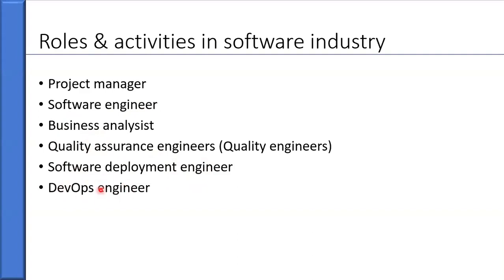and DevOps engineers. Now think, we have initialized the cost, we have defined the scope, everything is done. Software engineers develop, the business analyst clarifies the requirement, quality assurance people complete the quality control, and the deployment engineer deploys it to the real world. Now it's running, or it's accessible to other people.